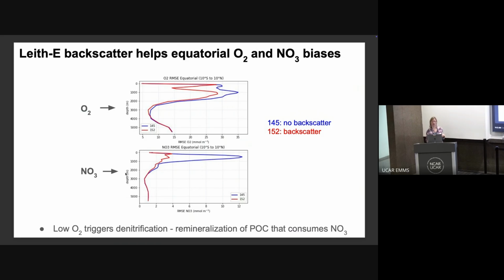We had a big reduction in the nitrate error, and this is because when there's low oxygen, that triggers denitrification, which is the remineralization of the organic matter. That is, instead of consuming oxygen, it consumes nitrate. And so it leads to a big negative bias in nitrate if you don't have enough oxygen.